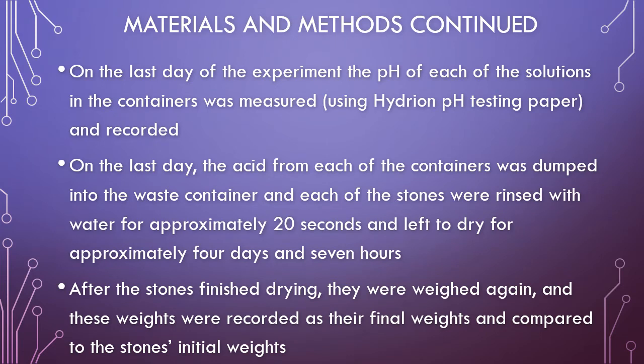So on the last day of the experiment, which would be day 25, the pH of each of the solutions in the containers was measured using a hydrogen pH testing paper, and then those pHs were recorded and compared to the initial pH of that diluted sulfuric acid solution, which, as I previously mentioned, was 4.0.